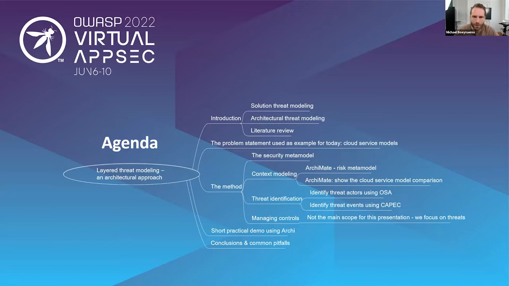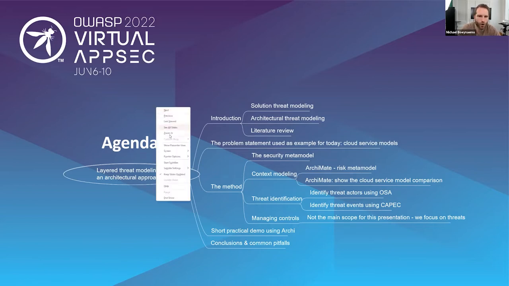And then I want to deep dive into the method. If you know solution threat modeling, and I call solution threat modeling the traditional threat modeling way, this method is not new: we model the context, we identify threats, and we manage controls. And I have a short practical demo as well using Archimate. Let me just take the laser pointer as well. So a very short practical demo, and some conclusions and common pitfalls that I would also like to present to you.